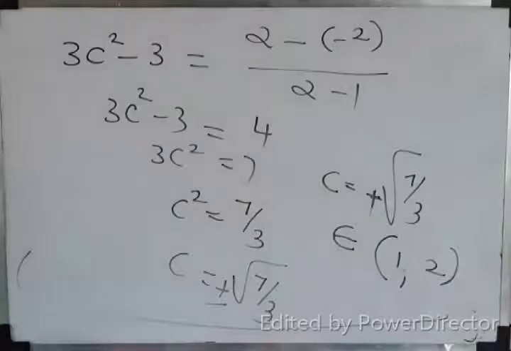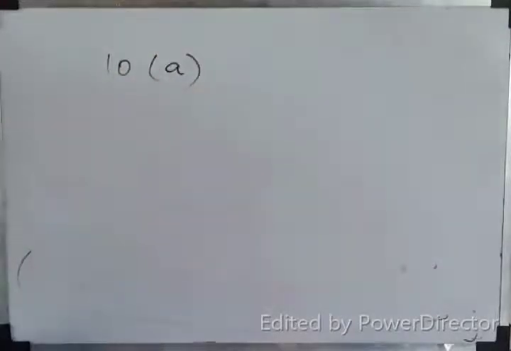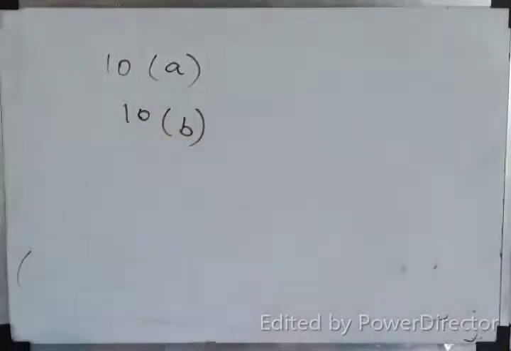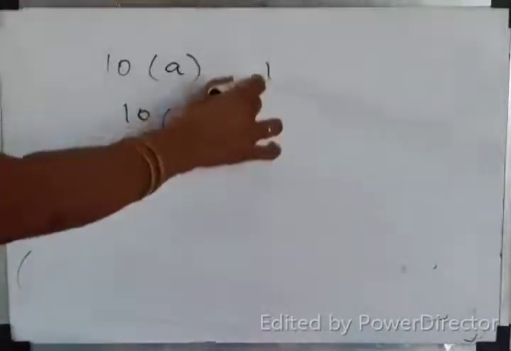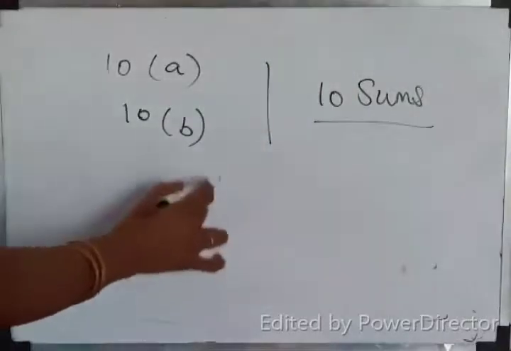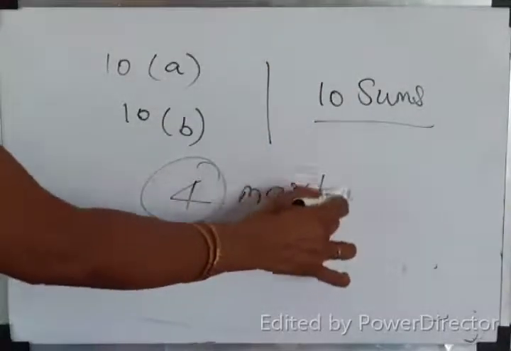Over. So chapter 10, we have two exercises. One is 10A. I'll write. So you can first do our example problems, then exercise problems. 10A you try. Only 4 marks in this question. Okay, 10A, then 10B. 10A, 10B, 10 sums you try children. Put together you try 10 sums. Only 4 marks in this chapter.